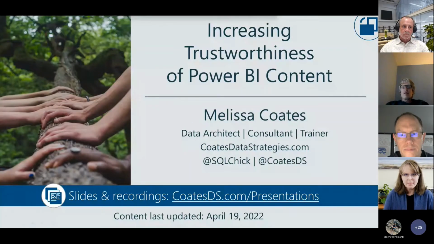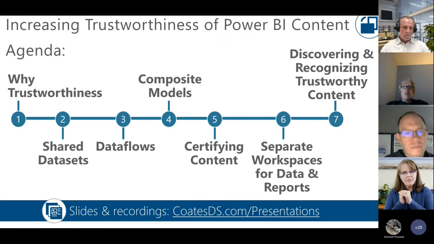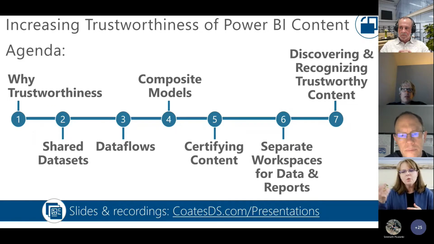Hopefully you can see me, hear me, all that good stuff. We're going to talk about trustworthiness tonight. Let me explain what I mean by that. We're going to have a very short discussion about level setting, starting out with why we care. And then we're going to use building blocks, and talk about data sets and data flows and composite models. That's going to lead us into talking about certifying content, what that really means. And that's going to take us into a few other things we can do, and why you might think about workspace structure. We're down here at item number 6, and why that impacts trustworthiness. And then we will wrap up with a set of things that you might consider doing to help your colleagues discover and find your content and use your content well once you've actually put forth all the effort.